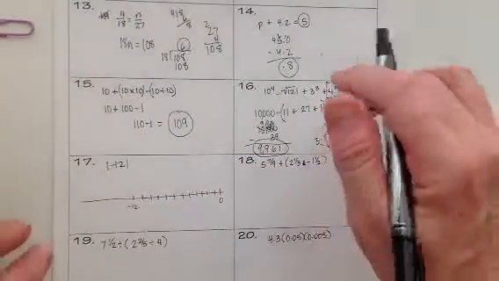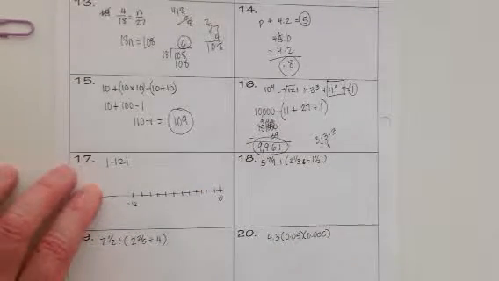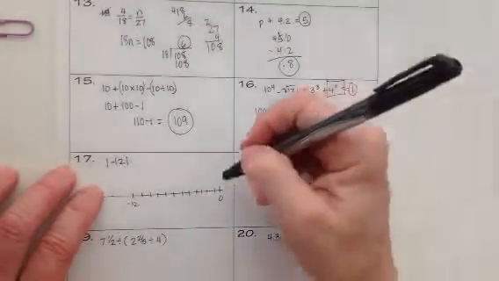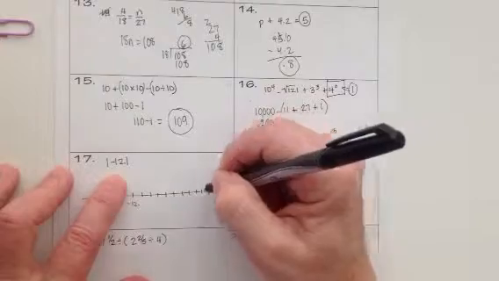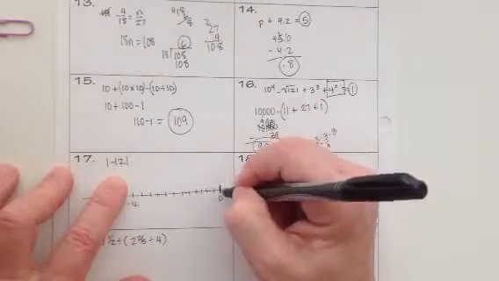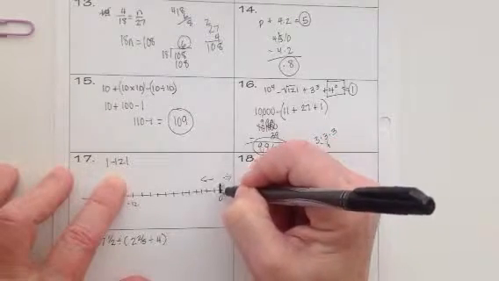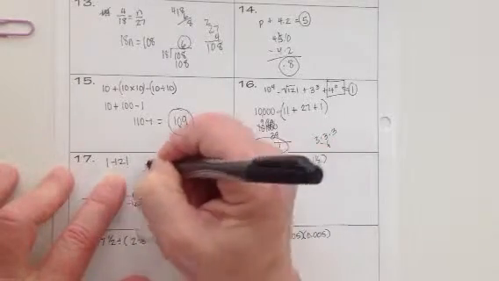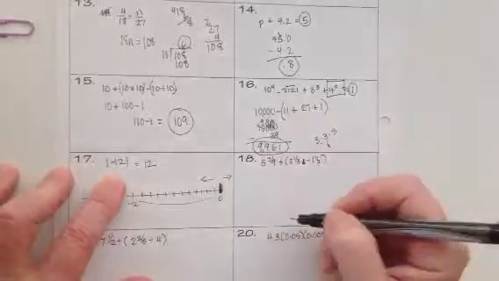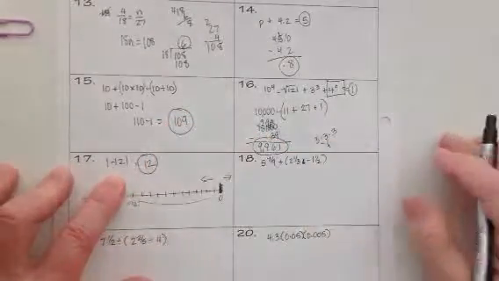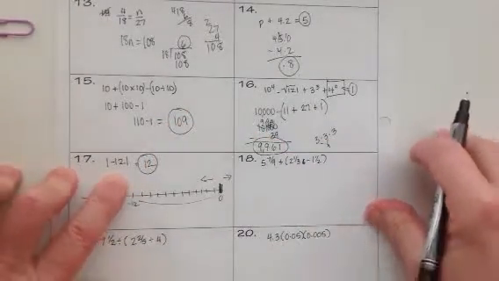All right, 17. 17 just asks you, what's the absolute value of negative 12? Well, we went over that, and the absolute value is however many spots it is from 0. Doesn't matter whether I'm going at the negatives or the positives. From 0, it is 12 units. So 12 is the absolute value of negative 12.